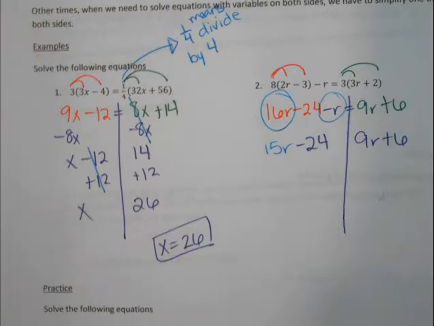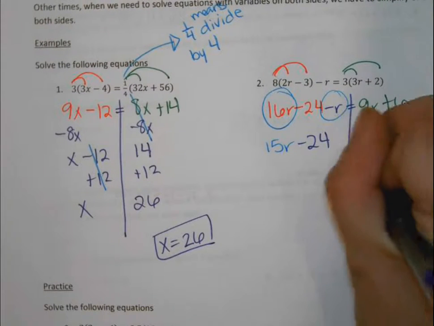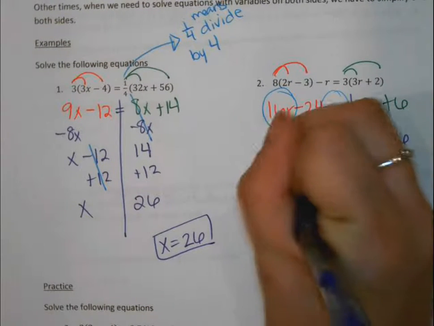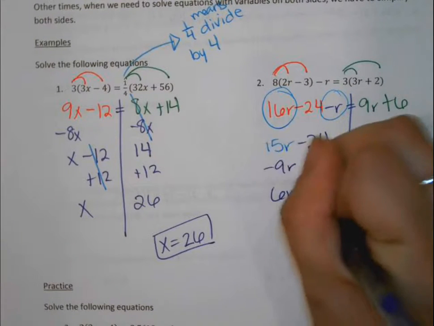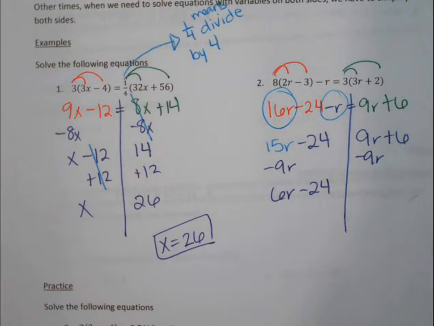Then I'm going to start off removing my 9r. So I subtract 9r on both sides. 15 minus 9 is 6r. Still have the negative 24. The 9r's cancel out, and I have 6r on the right.